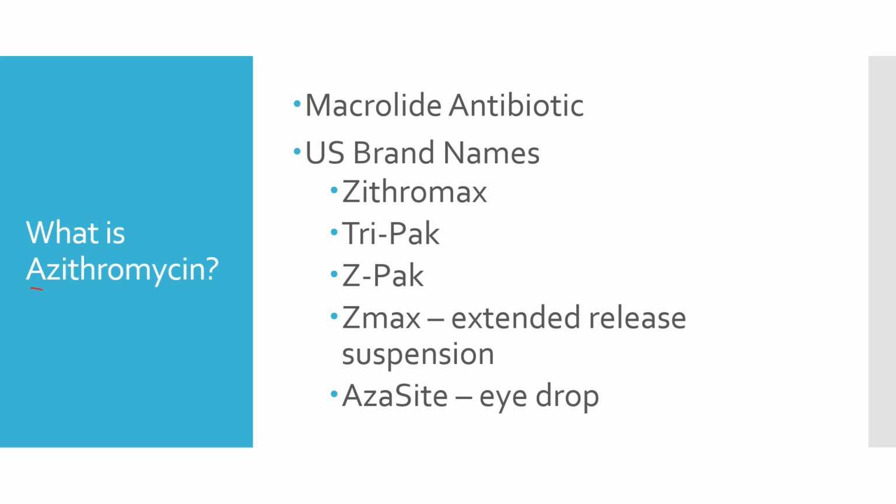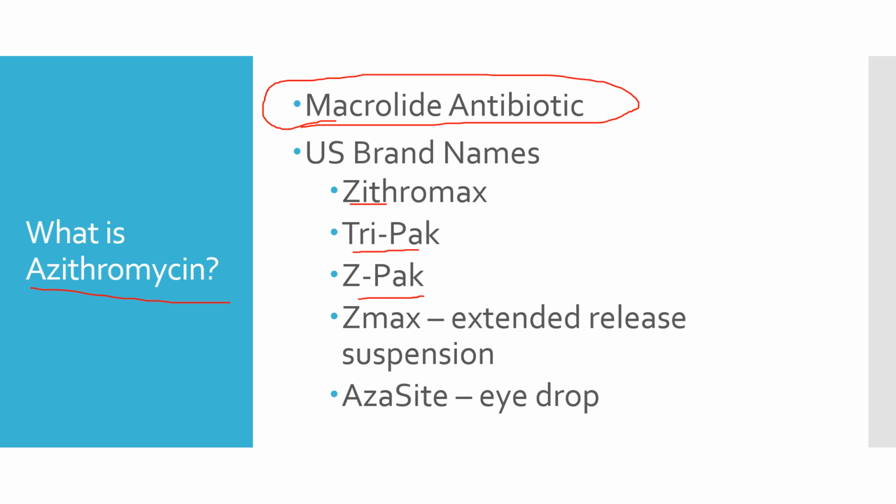First up, what is azithromycin? It's an antibiotic in a class of antibiotics called macrolide antibiotics. In the US, it's sold under the brand name Zithromax, or also available in the tri-pack and the Z-pack, extended release suspension called Z-Max, and then an ophthalmic preparation or an eye drop called Azicite.